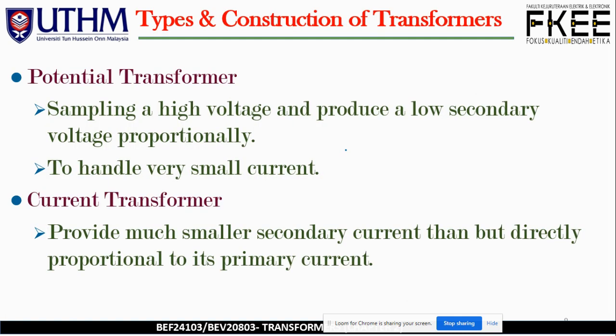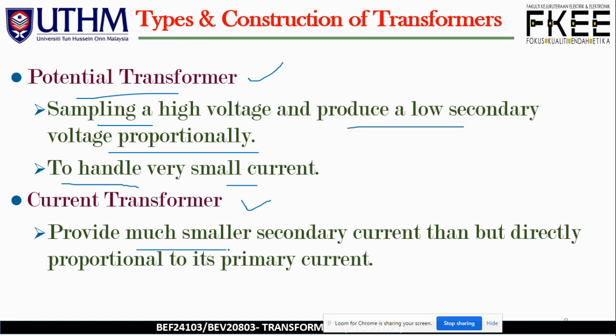Okay, types and construction of transformer. The potential transformer as well as the current transformer. The potential transformer samples a high voltage and produces a low secondary voltage proportionally, and it is actually to handle very small current. The current transformer provides a much smaller secondary current, but directly proportional to its primary current. So this is the interesting part of the current transformer, or CT.